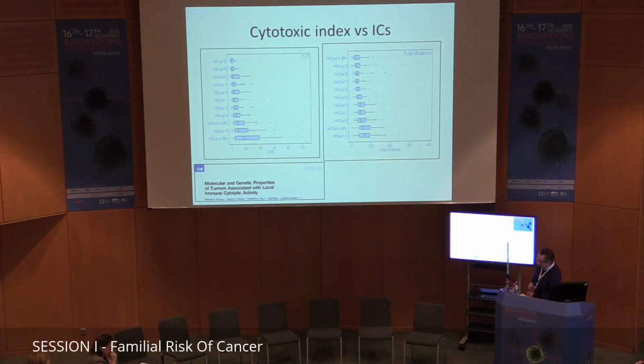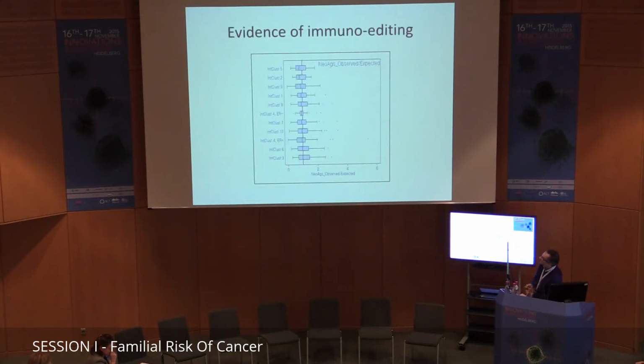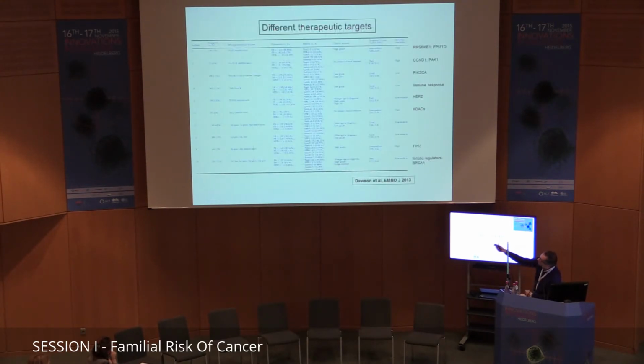Now, I don't have time to go into immune response, but suffice it to say that it varies dramatically across these subtypes and that we see evidence of immunoediting, in particular in the triple negative tumors with quiet genomes that I mentioned to you. There you see evidence of immunoediting because you see clearly that there are fewer observed than expected neoantigens when you sequence these genomes.